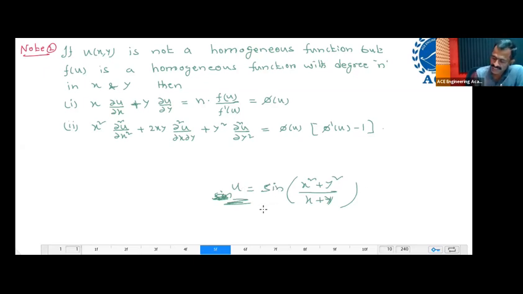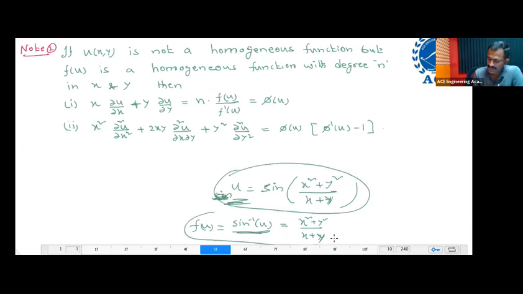Now I am bringing the sine to this side. That becomes sine inverse of u equal to x square plus y square divided by x plus y. Sin inverse of u is some function of u. Let us suppose this is some function of variable u. Directly, u is not a homogeneous function, but f of u is a homogeneous function with degree 2 minus 1, that is 1. F of u, sin inverse of u, is a homogeneous function with degree 1, though u is not. So for this type of function, we use these two results.